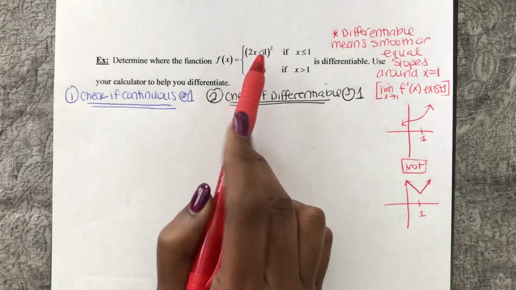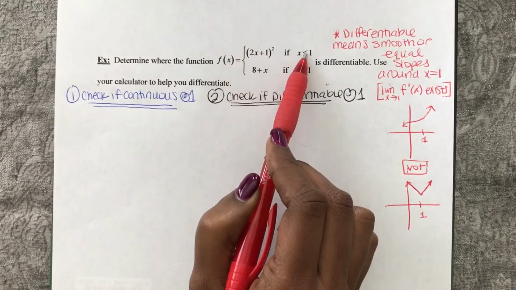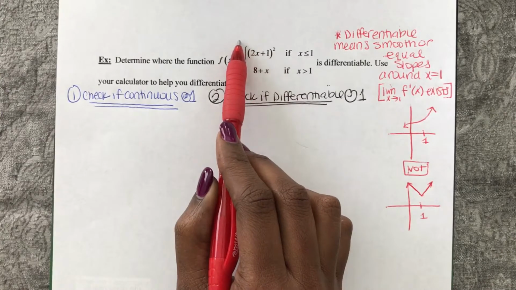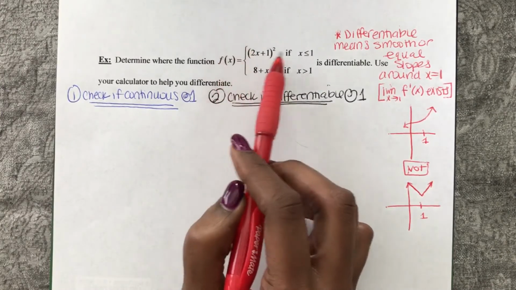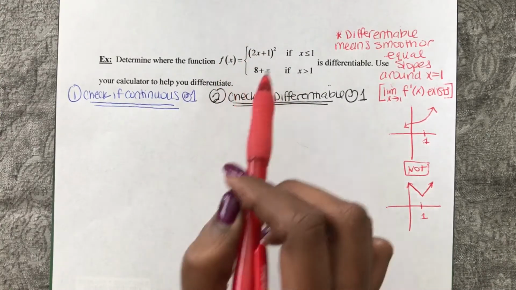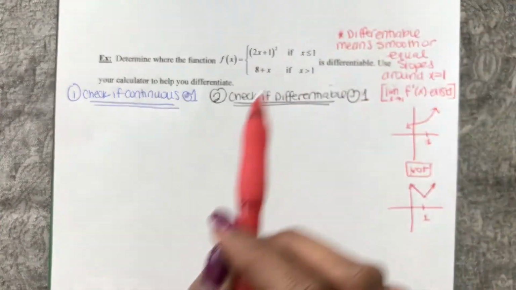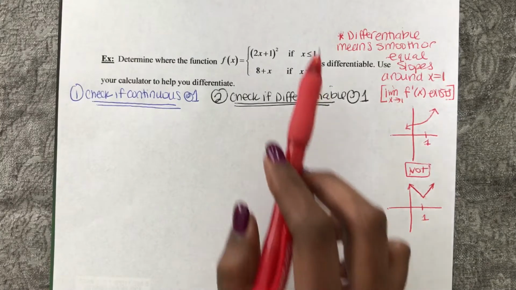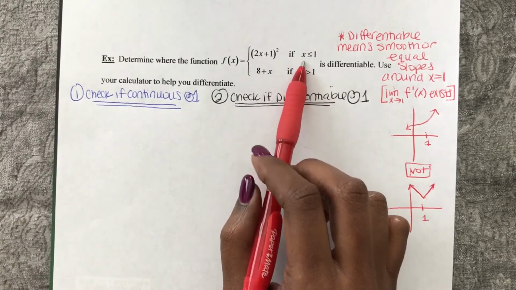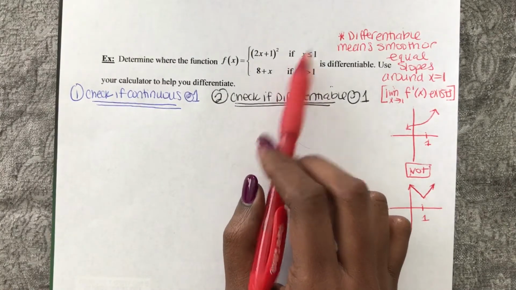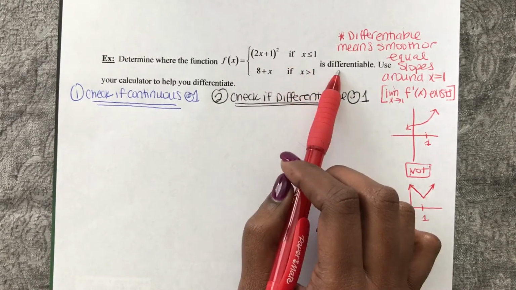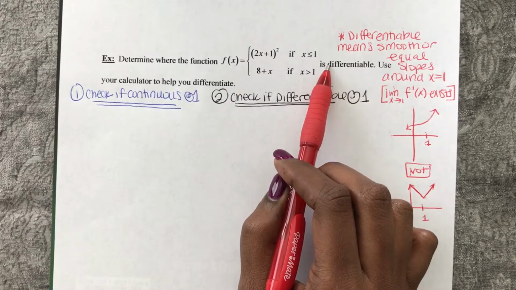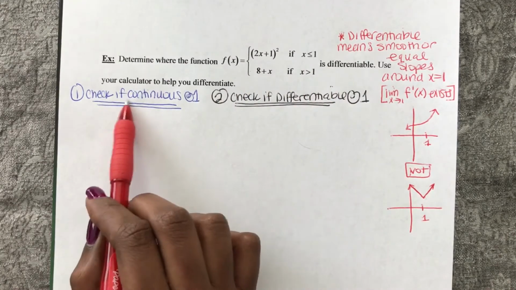So if I look at this piecewise function, I see that less than 1, it's a quadratic, which is continuous and differentiable. And then here I have a line, which will always have the same slope, which will be differentiable and continuous. So I just need to focus on this piece right here to make sure, is it differentiable at 1? So before I can check if it's differentiable, it has to be continuous.